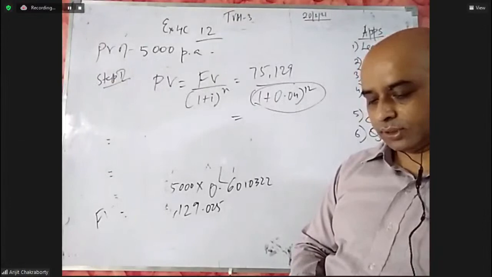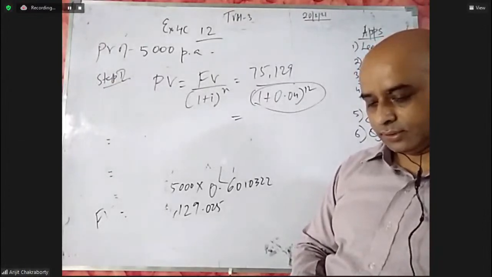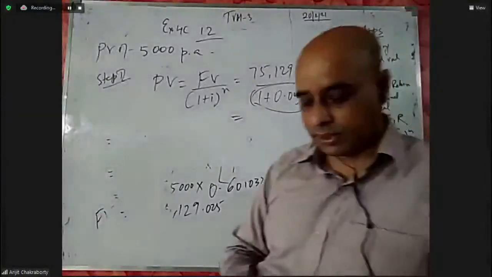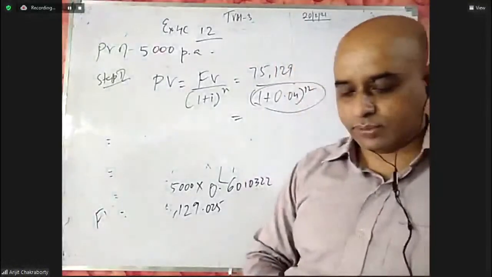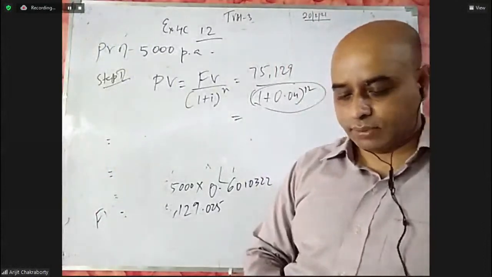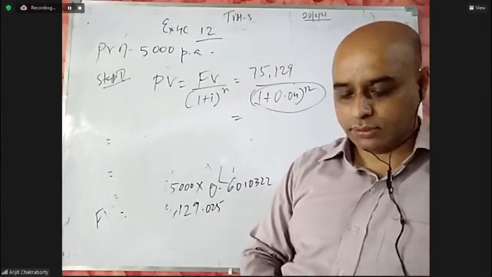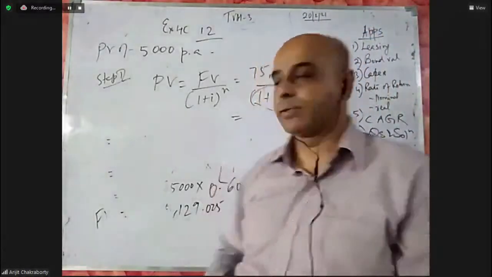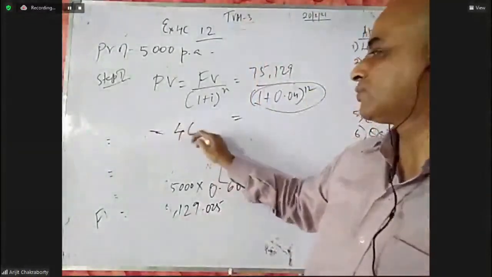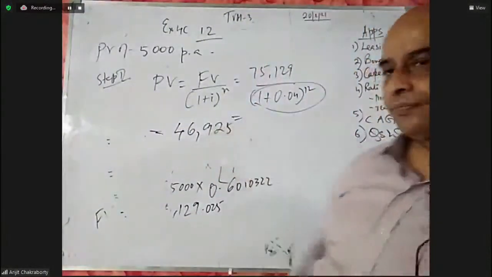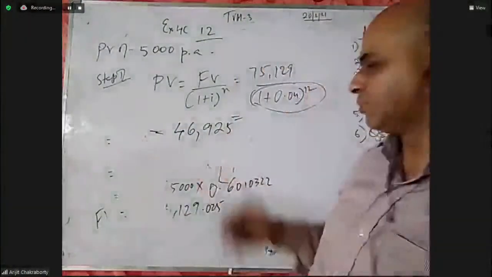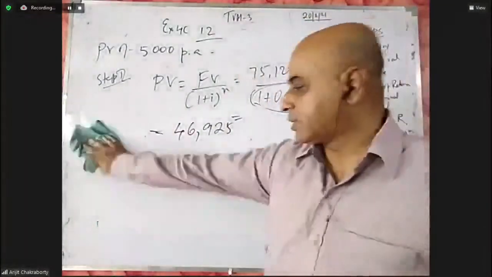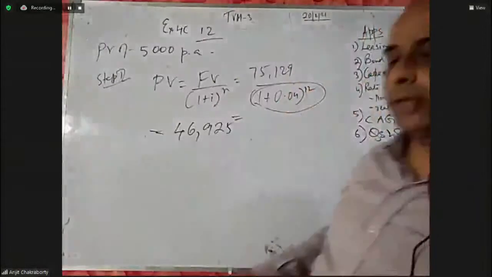So if I divide, I am getting 75,129 divided by 1.6010322 approximately, we are getting 46,925. So the present value is 46,925, right? Point something more, 0.3 or 4. So this is how we find out the present value of the annuity which is given.